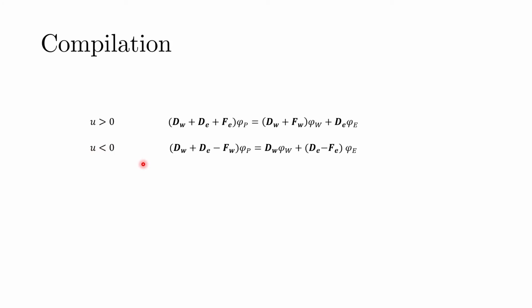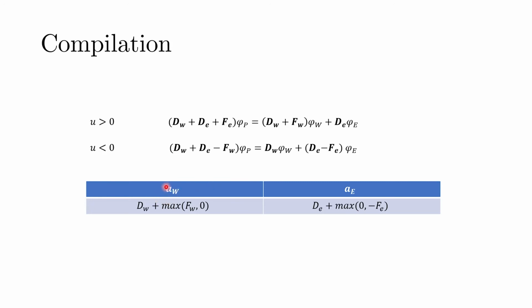Now if I want to put them in one general expression, what we typically do is, if I look at this particular coefficient of phi w in these two cases, we see that when u is greater than 0, it is dw plus fw, and if u is less than 0, it becomes dw. So in general, AW is written as dW, because it appears in both the equations, plus maximum of FW and 0. This function calculates whichever is the maximum between FW and 0.